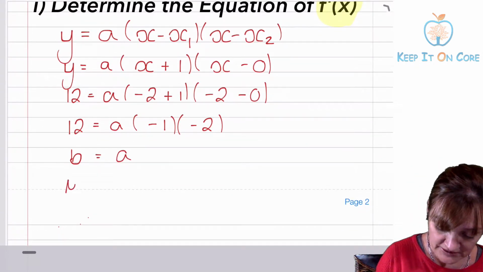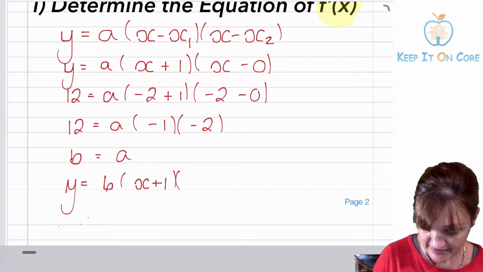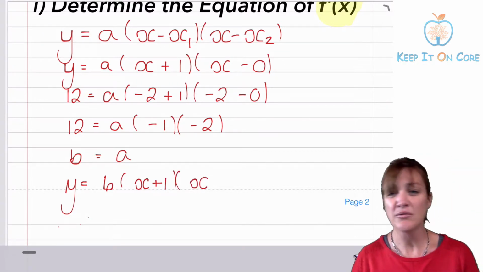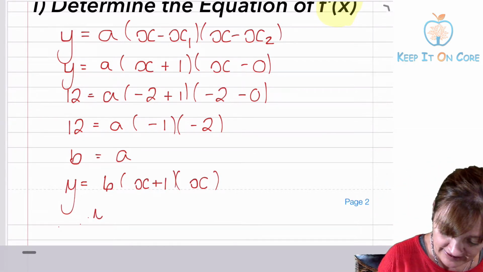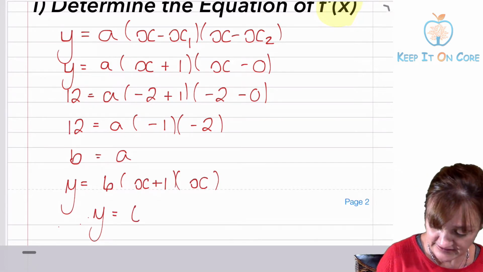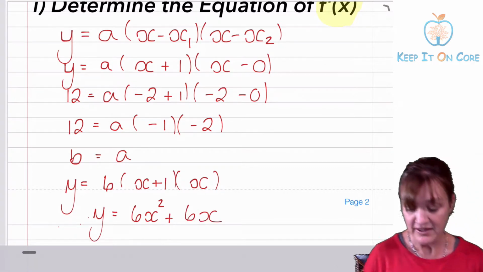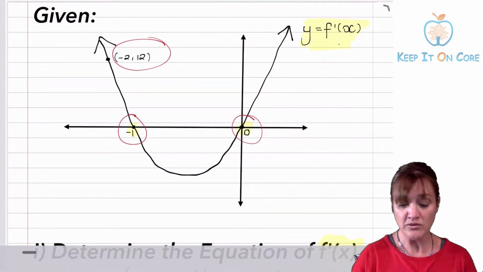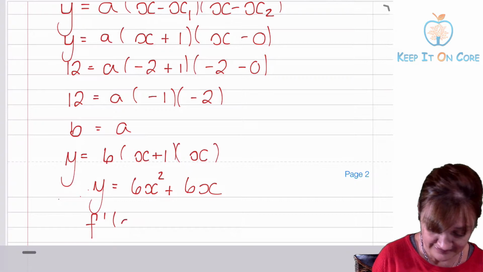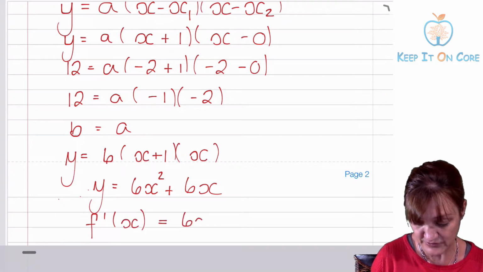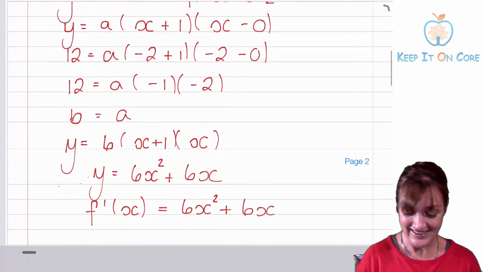Now that we know the a value, we plug it all back in: 6 times (x plus 1) times (x minus 0), which I'm not even going to write, we just leave it off. And what does that give me? A final equation of y equals 6x squared plus 6x. That's the equation that represents your derivative function. In fact, the way we could write it is f prime x equals 6x squared plus 6x.